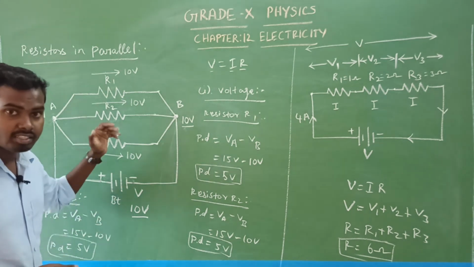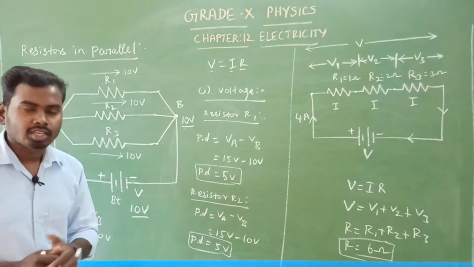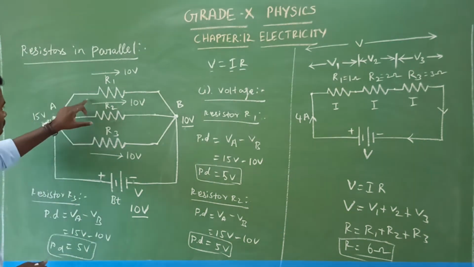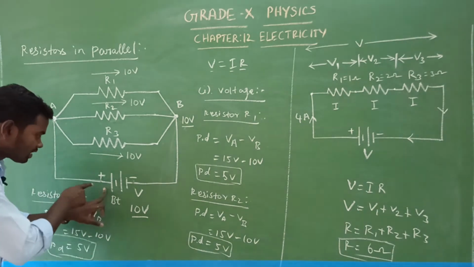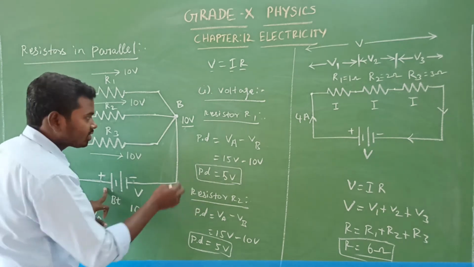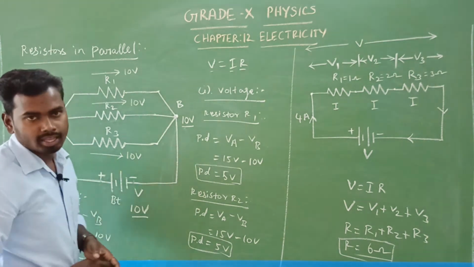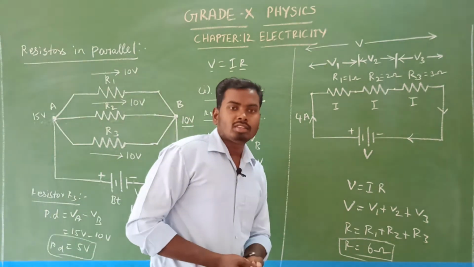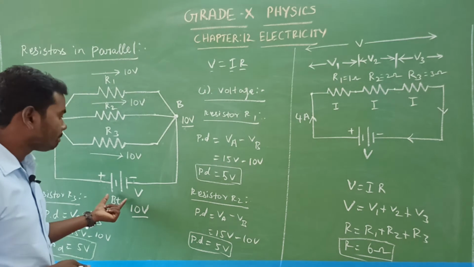Across each resistor, the same amount of potential difference will be there. Why, sir? Because one end of all the resistors is directly connected to the positive terminal of the battery, whereas the other end of all the resistors is directly connected to the negative terminal of the battery, due to which all the resistors will have the same amount of potential difference supplied by the battery.